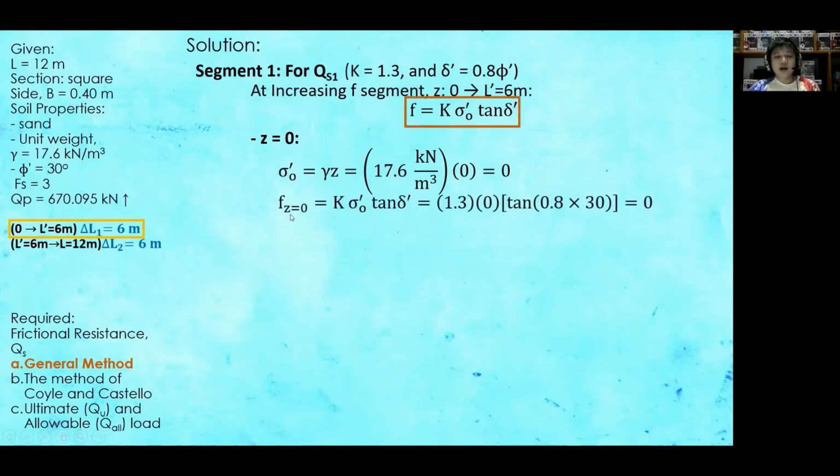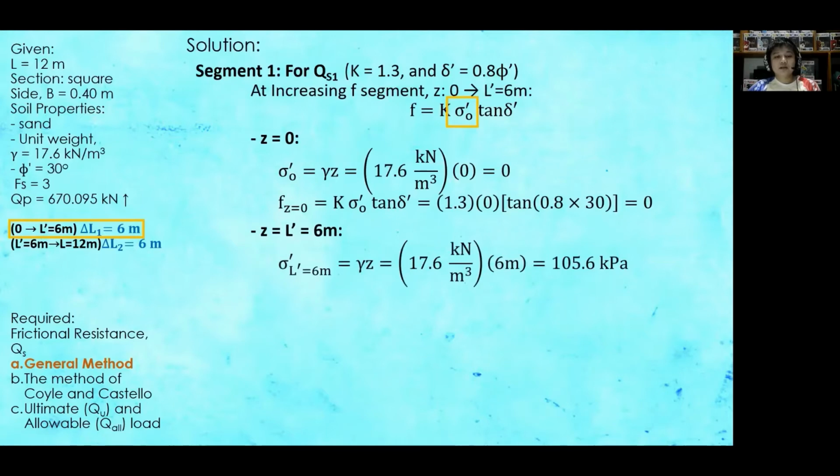So for our F at Z equal to 0, since our sigma O prime is 0, then our F is equal to 0. So at Z equal to L prime, it is equal to 6 meters. Thus for our sigma sub L prime, that is about 6 meters, it is equal to gamma times Z, wherein gamma is 17.6 kilonewtons per cubic meter times our Z, that is 6 meters. Thus the value is 105.6 kilopascals.